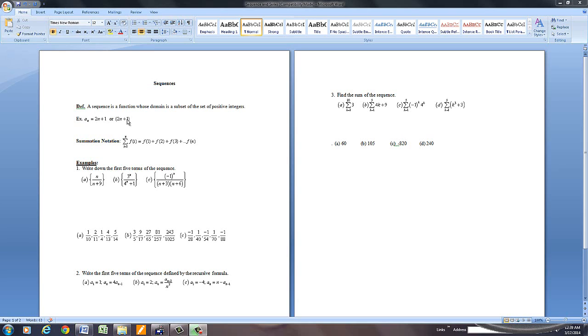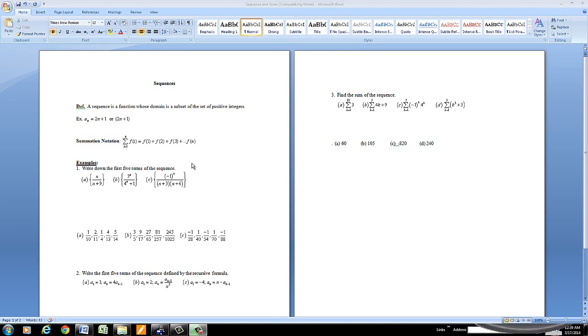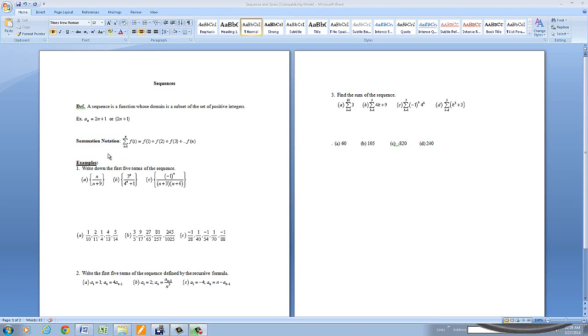So normally you'll be given a formula, like in this example here, a sub n is equal to 2n plus 1. Or it could be in set form, 2n plus 1. And the domain will usually be 1, 2, 3, 4, and so on, the set of positive integers. So to get the first term of the sequence, you would put a 1 there, and you'd get a 3. You put a 2, you get a 5. Put a 3, you get a 7. Put a 4, you get a 9, and so on. And you generate the terms of the sequence.